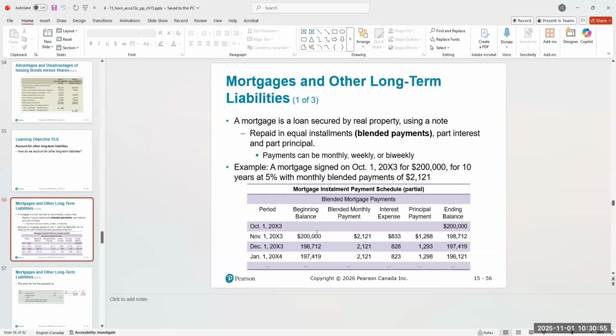Now, this is one example of the blended payment. Let's imagine a mortgage signed on October 1st, 2023 for $200,000 for 10 years at 5%, with a monthly blended payment of $2,121. The payment is never going to change, but part of the payment is going to be allocated to the principal and part to the interest expense. How much will be one versus the other? This chart is going to show you that.